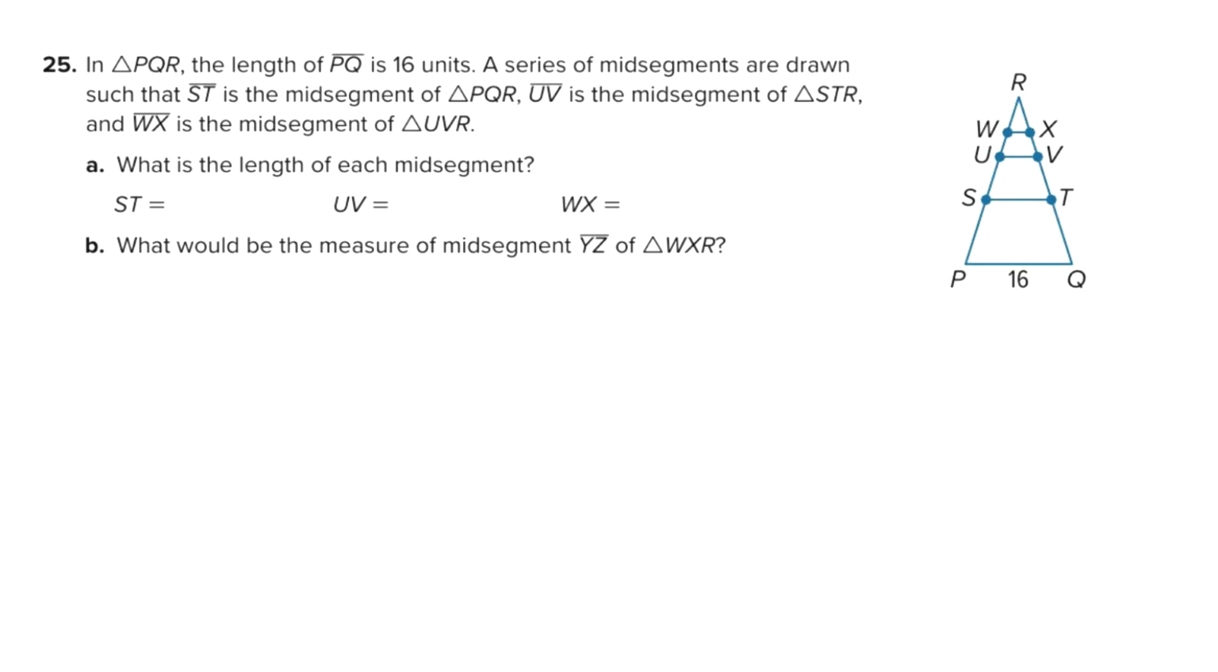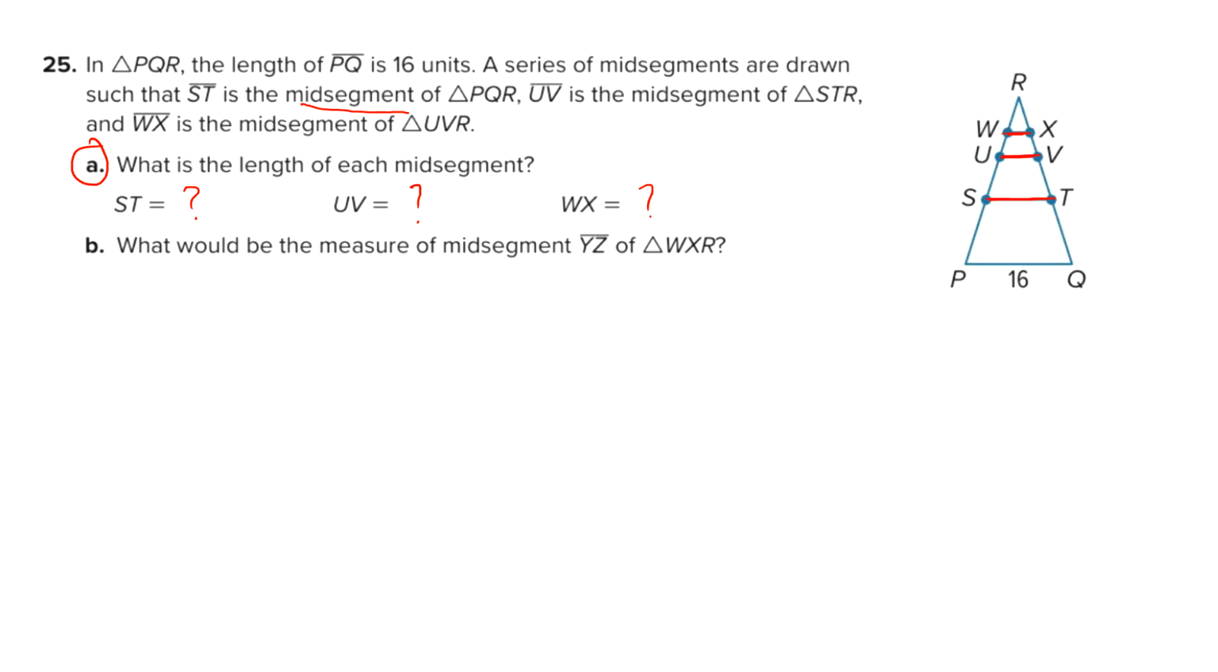This is question 25 from learning objective 23. Again, we have to use the triangle mid-segment theorem for this question. The hint is that you are given the word mid-segment here. So I'm highlighting in red: WX is the mid-segment of the small triangle RUV. Similarly, UV is the mid-segment of triangle RST, and ST is the mid-segment of the big triangle RPQ. So there are three mid-segments given, and in part A, you have to find the length of these three mid-segments.